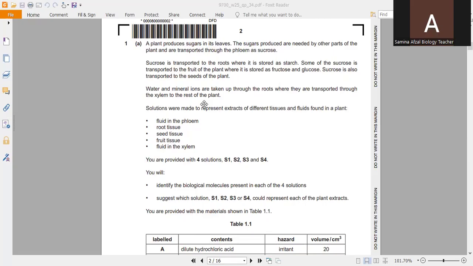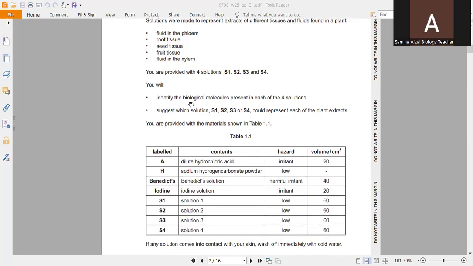You will identify the biological molecules present in each of the 4 solutions. Suggest which solution S1, S2, S3, and S4 would represent each of the following extracts. They have given you dilute hydrochloric acid, sodium hydrogen carbonate powder, Benedict solution, iodine solution, and 4 solutions from S1 to S4.